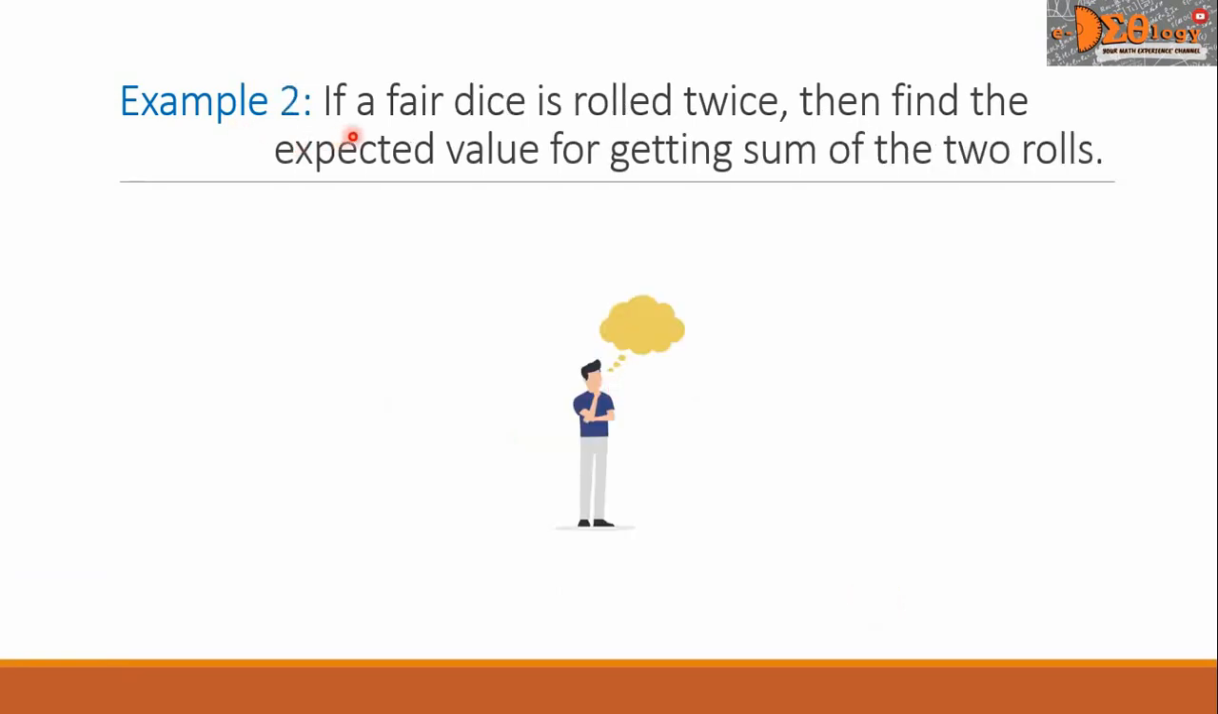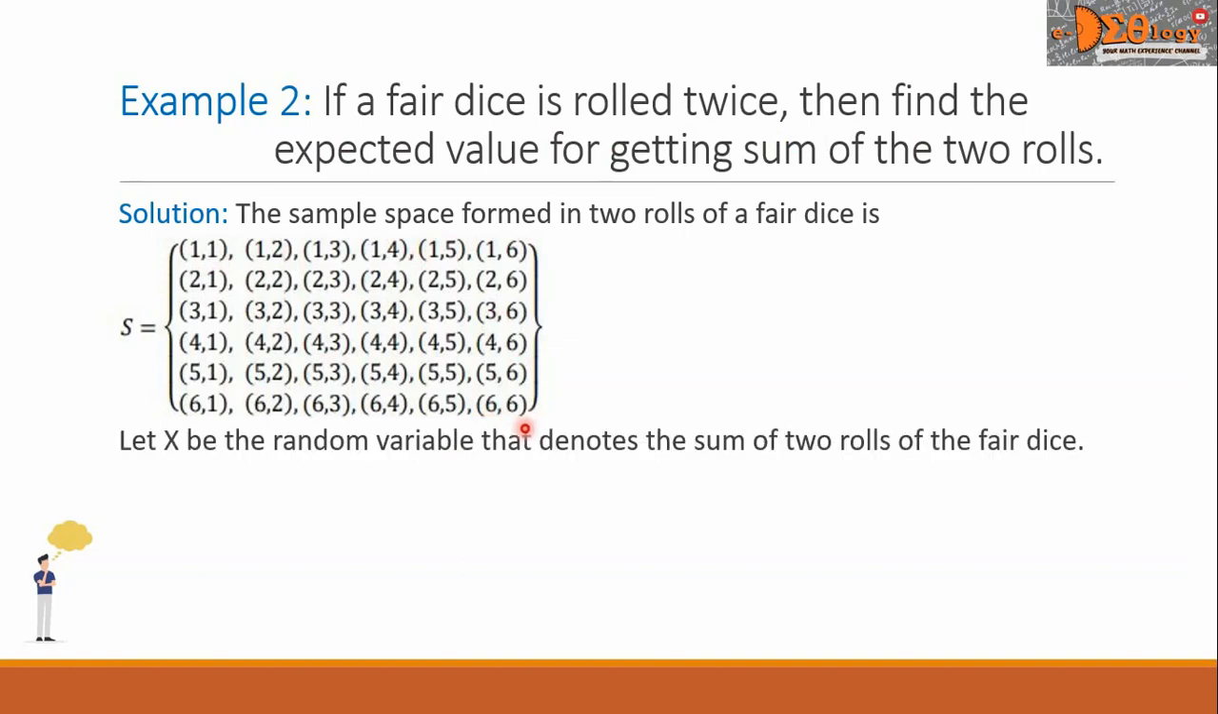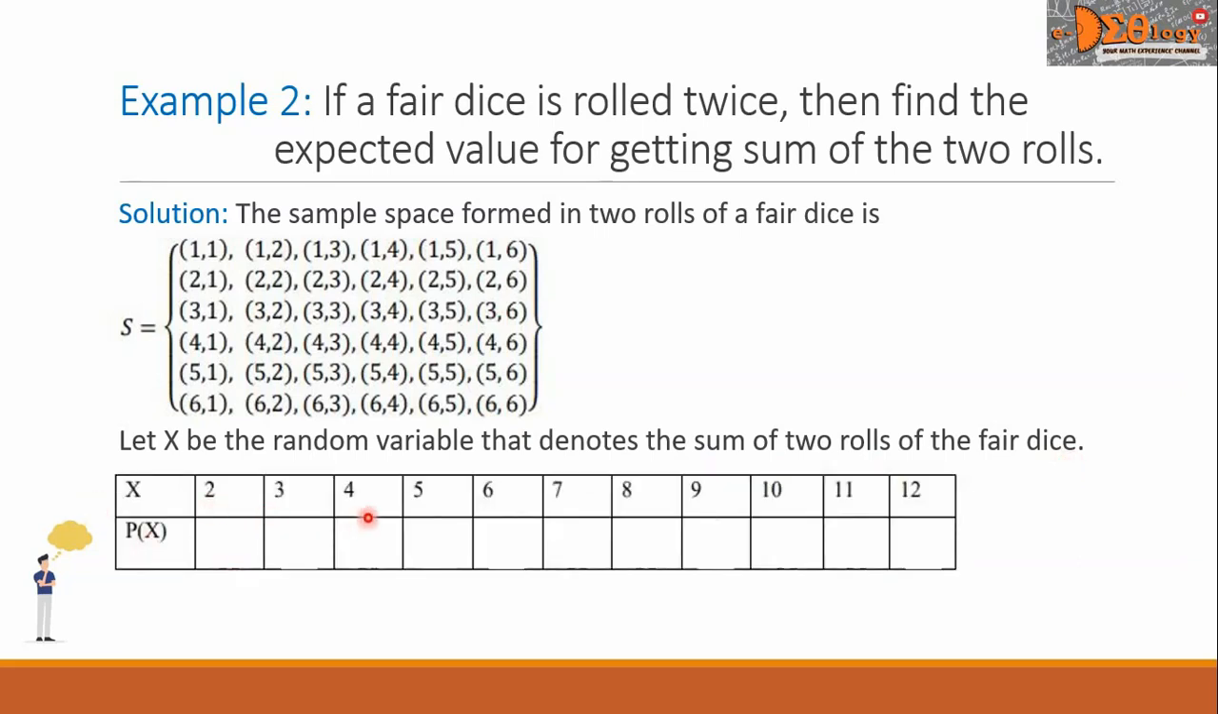Example 2. If a fair dice is rolled twice, then find the expected value for getting the sum of the two rolls. Let us first write the sample space formed in two rolls of a fair dice. And here it is. The smallest is 1, 1, and the largest is 6, 6. Now let X be the random variable that denotes the sum of two rolls of the fair dice. Let us see our table down here.